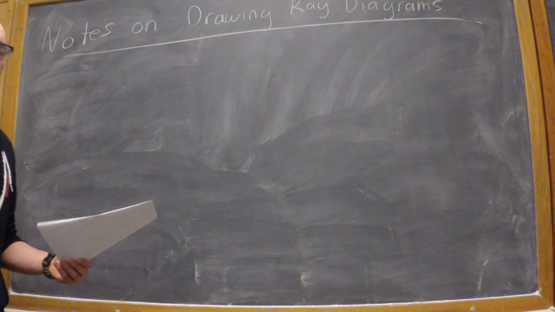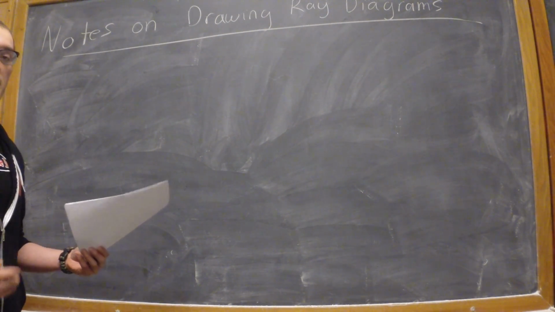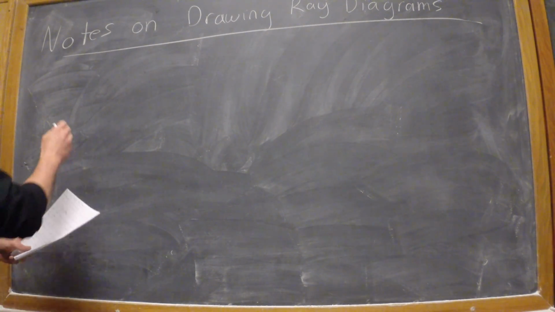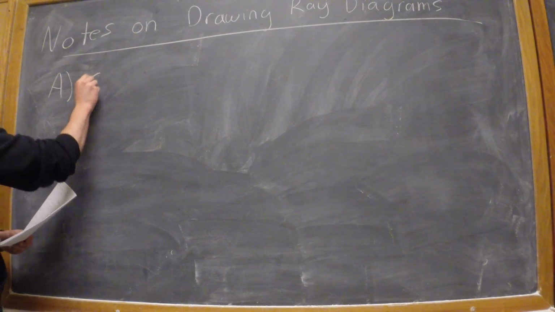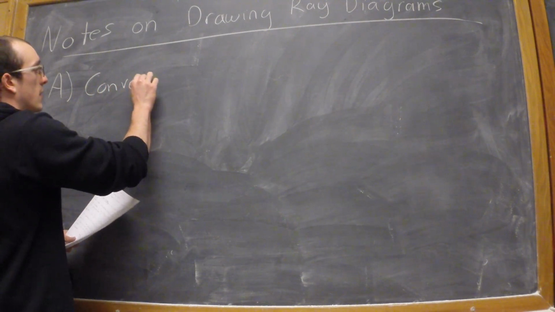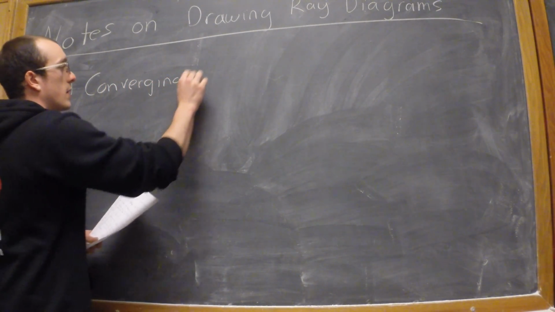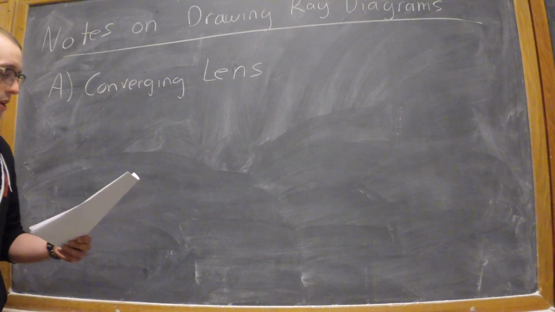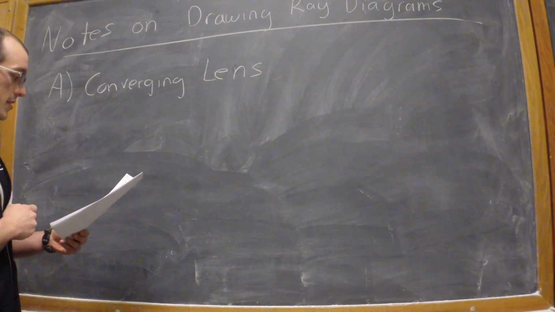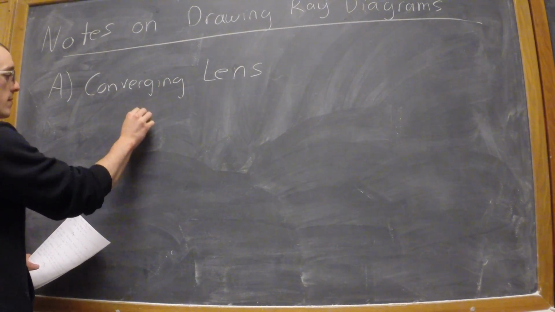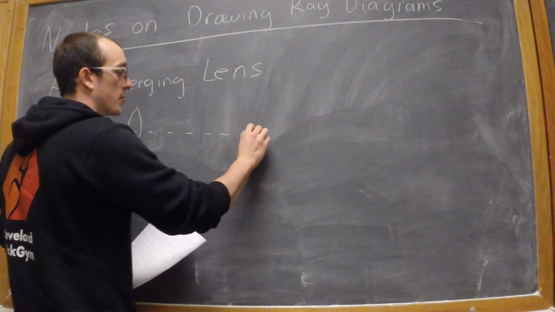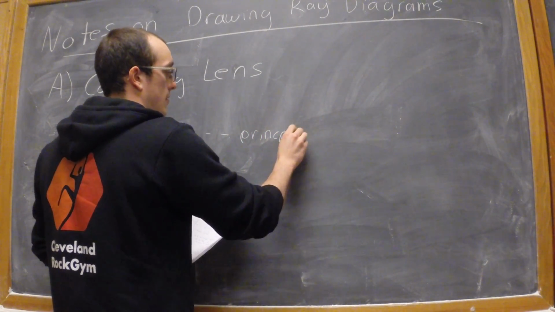Okay, so I'm going to be doing a brief lecture on how to use ray diagrams to understand images that go through lenses. First, we're going to talk about converging lenses. For converging lenses, we typically draw them like this, with a line down the center, which we call the principal ray, or the principal axis.